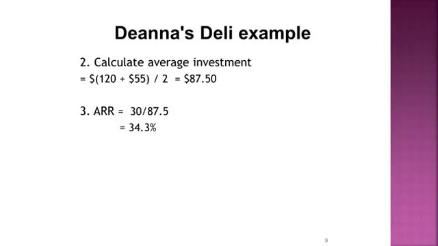Then the third step is to calculate the accounting rate of return itself. So the average profit divided by the average investment times 100%. So 30 divided by 87.5 is 34.3%.